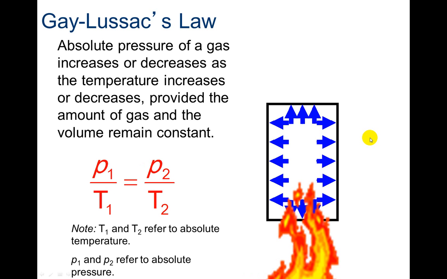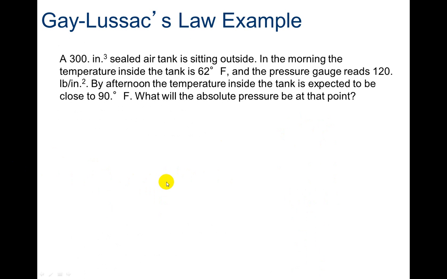All right. So these are directly proportionate again. Notice temperature again is in absolute, and your pressures also would be in absolute. Okay, so pressure 1 over temperature 1 equals pressure 2 over temperature 2. And so here's an example.